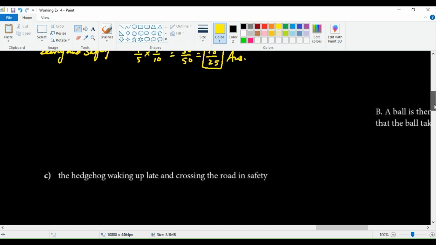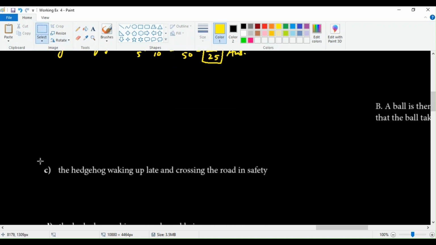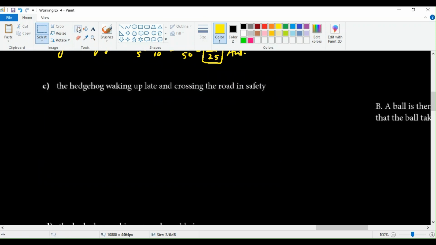Now comes part C. In part C, it says the hedgehog waking up late and crosses the road in safety. So now in here is going to be possibility of late and with safety. It's going to be 1 over 5 multiplied by 1 over 4. So the possibility is going to be 1 over 20, and this is going to be the final answer for this part of the question.